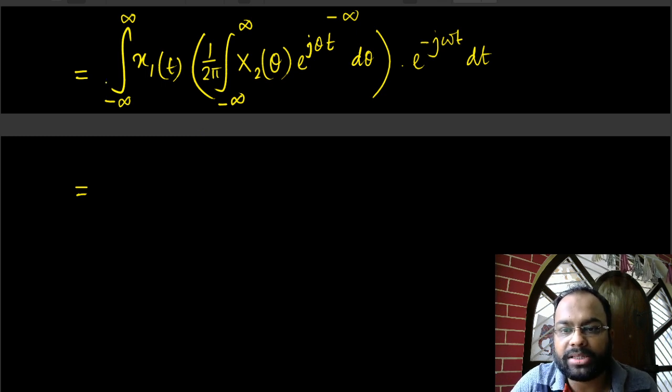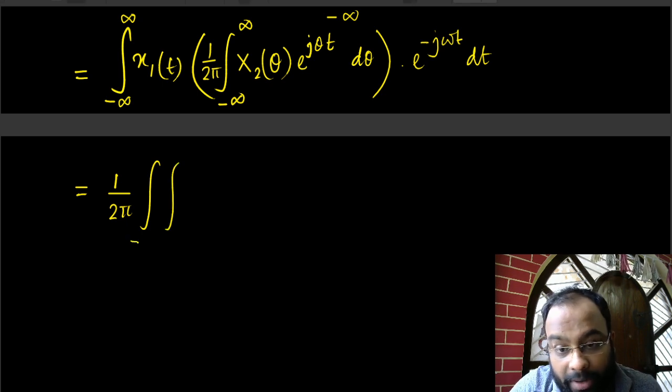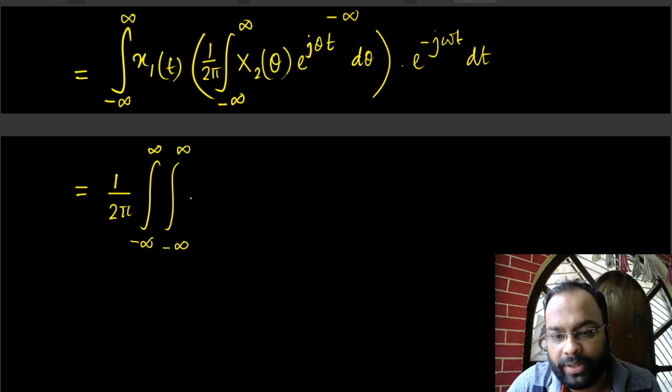Now I am pulling this 1 by 2 pi outside. Of course, that's a constant. I can always do that. Now I have two integrations. Here we have double integrations, but don't be afraid of them. Don't be intimidated by them, because we are here to deal with them properly.